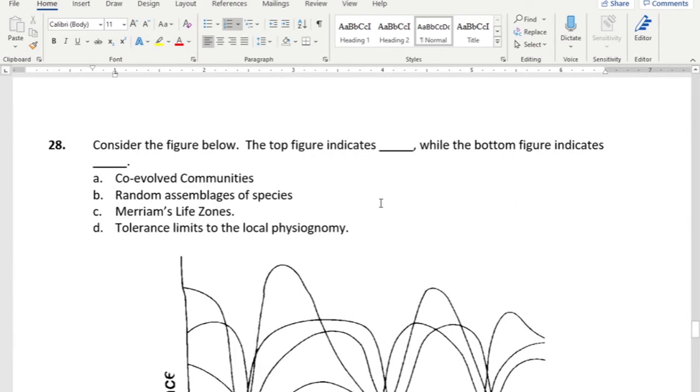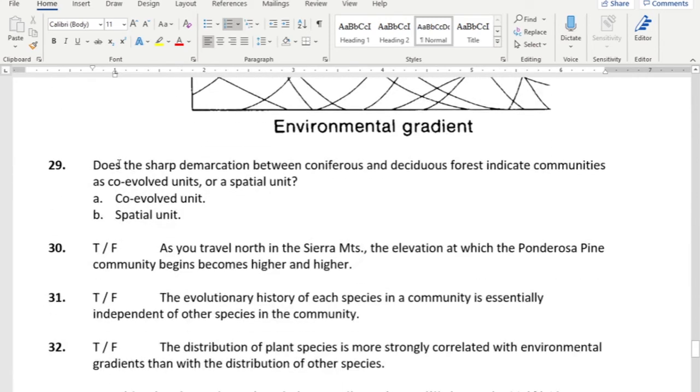All right, we just did this one right here. So the top figure indicates A, co-evolved communities, while the bottom figure indicates random assemblages of species or tolerance limits to the local physiognomy. Okay, so A for the first one, and then either B or D for the second one.